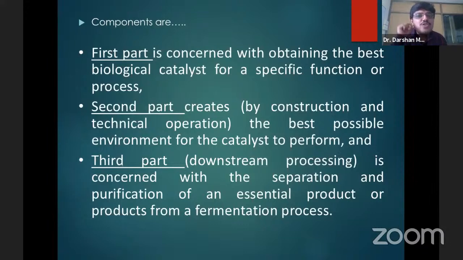In the same way, when we try to perform any practical by means of fermentation or bioprocess technology, and when we try to produce any kind of product, what do we require? We require to select the best biological catalyst for a particular process. Second part, the most important thing we require to do is provide them a best suitable environment to perform. Yes, very good answer, Rukshar. We require the best environment for their performance.